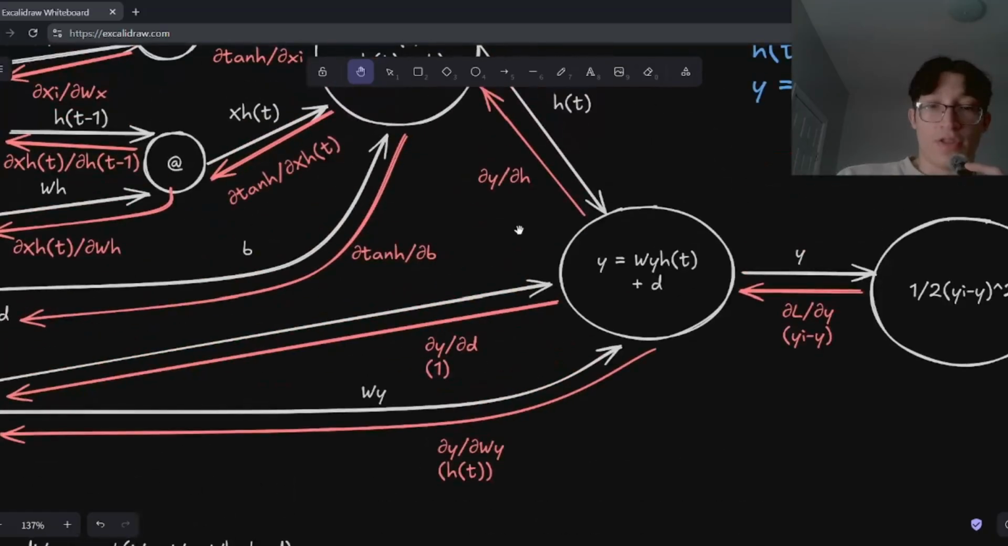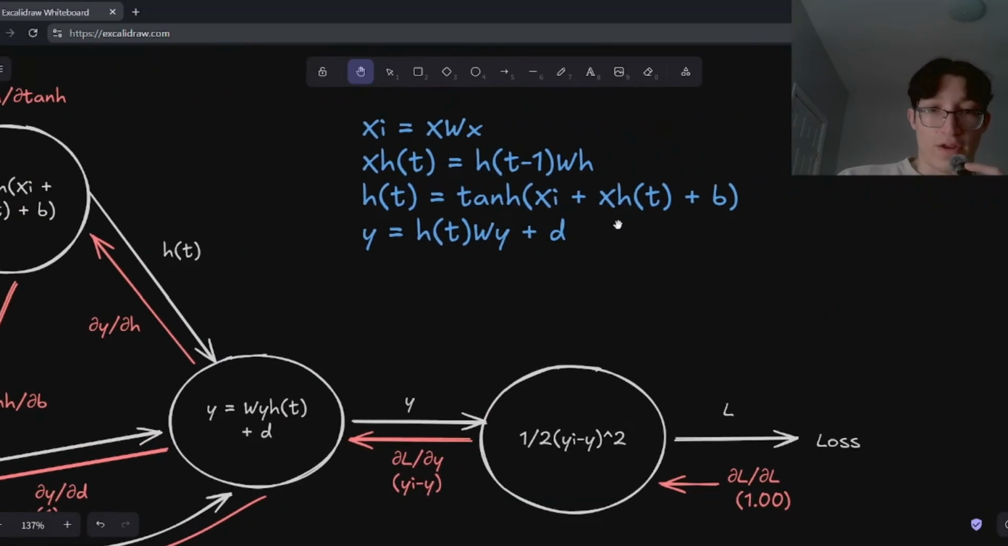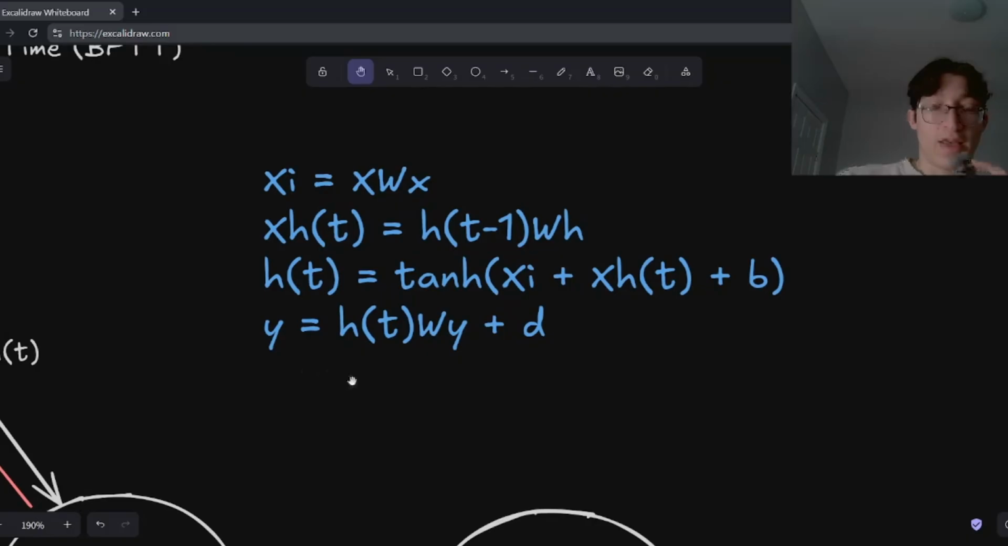The way in which we do this is we look at this formula right here, and we see that the hidden state actually does affect the output of y. So when we take this partial derivative with respect to h of t, we get just Wy. That's actually a lot more trivial than you would expect it to be.